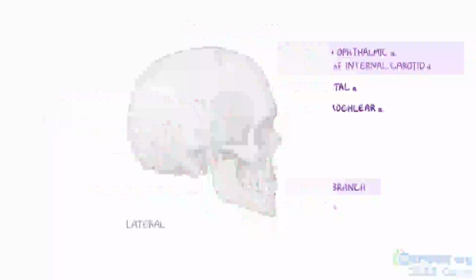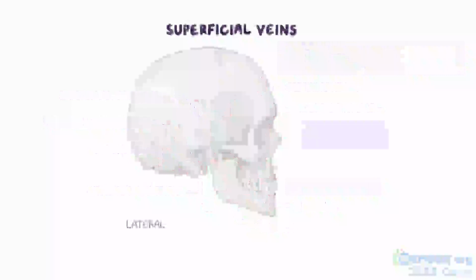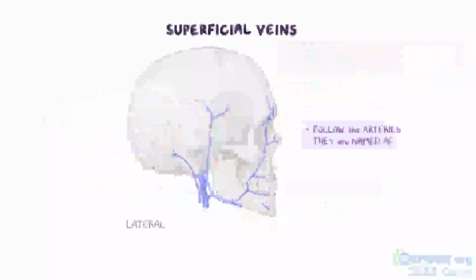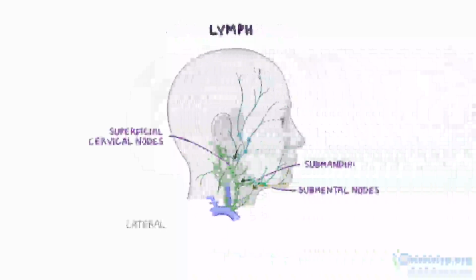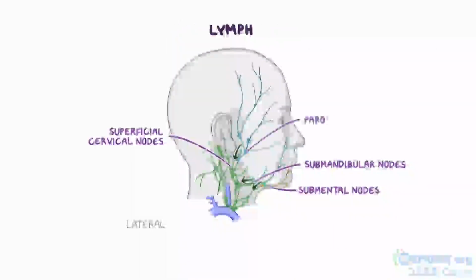Blood from the face is drained by superficial veins, which follow the arteries they are named after. Lymph from the face drains into the superficial lymph nodes, which include the submental, the submandibular, and the parotid lymph nodes.